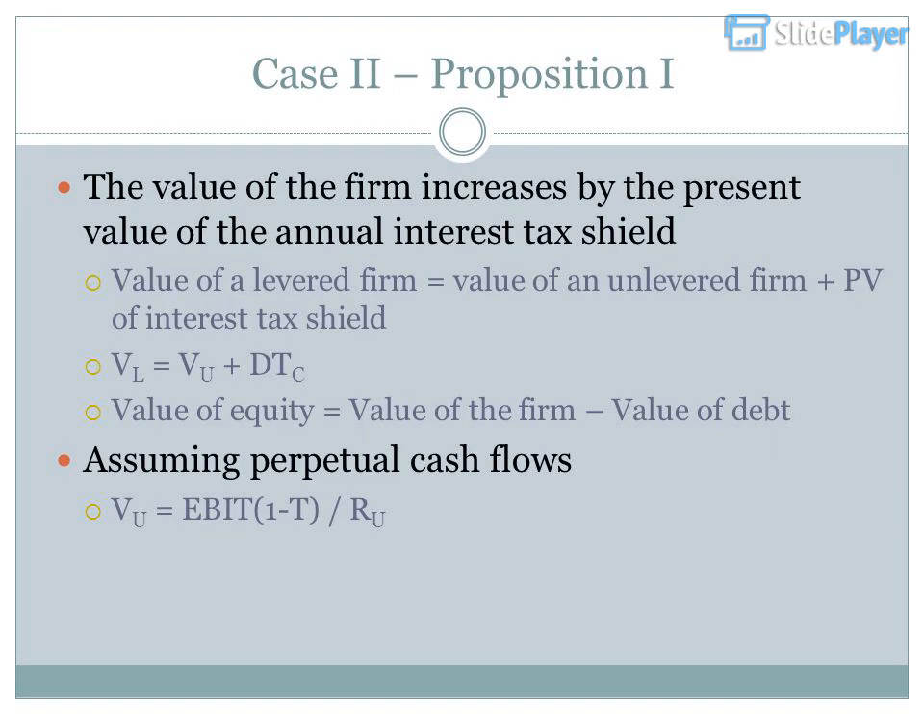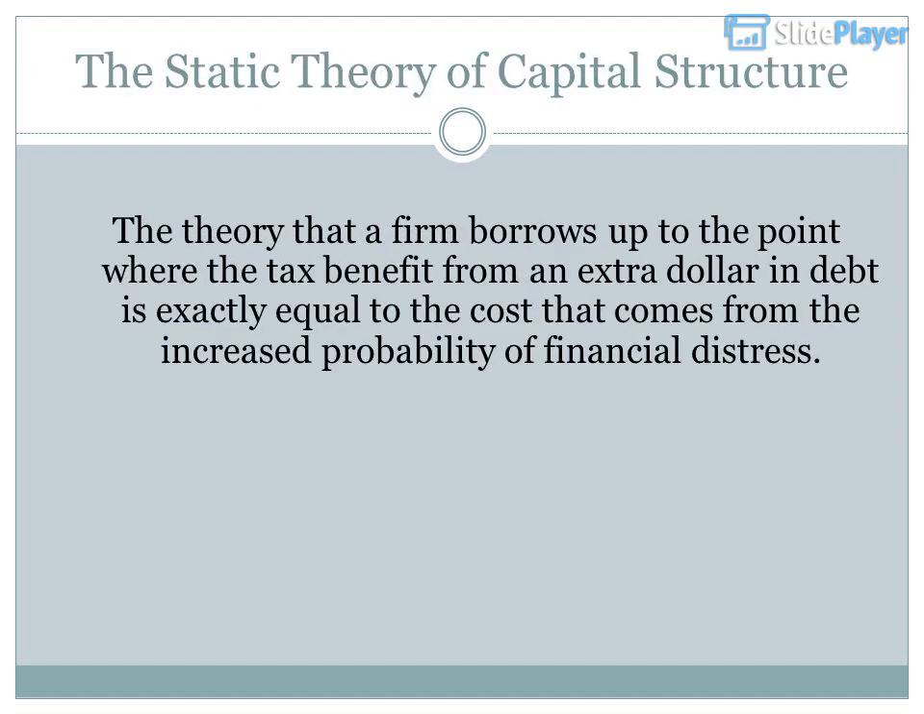Case 2, Proposition I. The value of the firm increases by the present value of the annual interest tax shield. Value of a levered firm equals value of an unlevered firm plus PV of interest tax shield: VL equals VU plus TC times D. Value of equity equals value of the firm minus value of debt, assuming perpetual cash flows. VU equals EBIT(1 minus T) over RU. The static theory of capital structure: a firm borrows up to the point where the tax benefit from an extra dollar in debt is exactly equal to the cost that comes from the increased probability of financial distress.